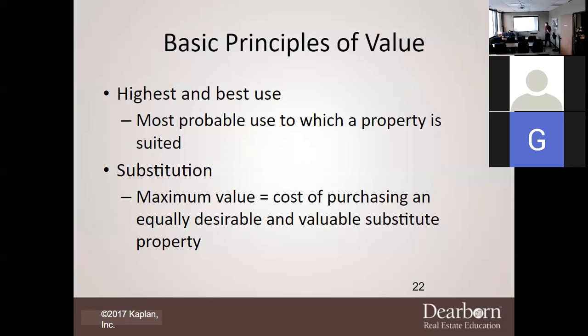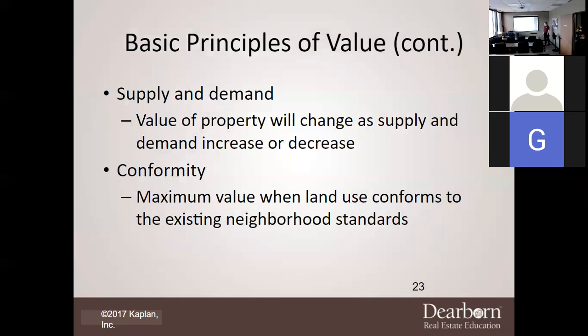If there are two items that are very similar, oftentimes a person is going to go with the cheaper one, not the more expensive one. That's why if you put two houses with the exact same floor plan in the same neighborhood, one at 275 and one at 250, which one are you going to go for? The 250. So it's the maximum value: the cost of purchasing an equally desirable or valuable substitute property. Supply and demand is very basic in economics. The value of property will change as supply and demand increase or decrease.